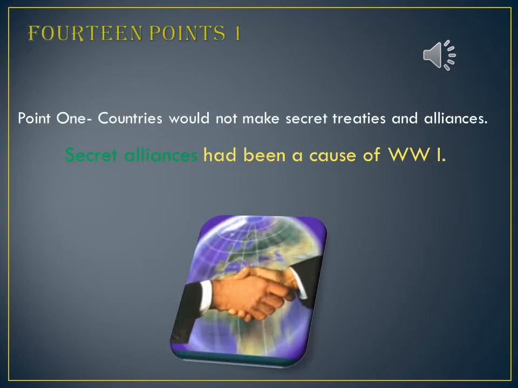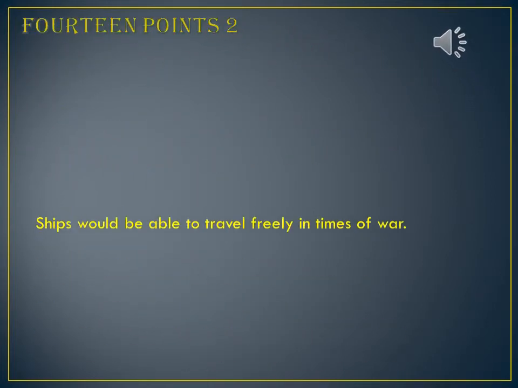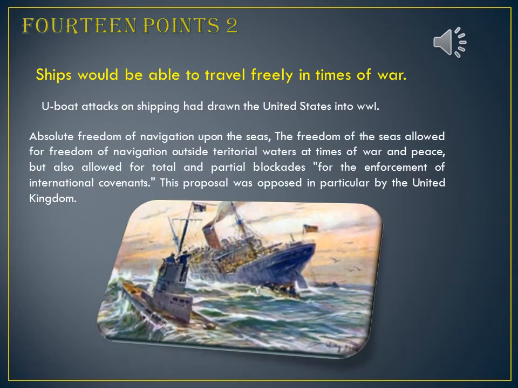14 points. Number 1. Countries would not make secret treaties and alliances, because the secret alliance had been a cause of war. Point number 2. Ships would be able to travel freely in times of war. Unrestricted submarine warfare had drawn the United States into World War I. Absolute freedom of navigation upon the seas.